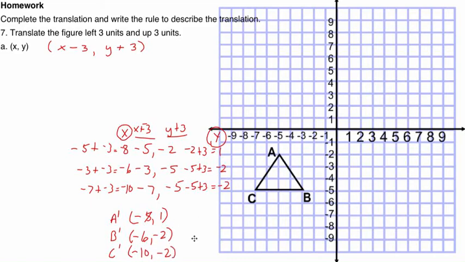And now I could go ahead and plot them. So negative 8, positive 1 right here. Negative 6, negative 2, okay, right here.